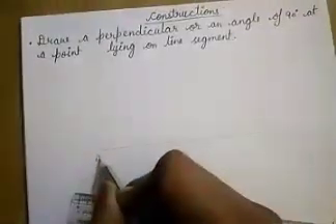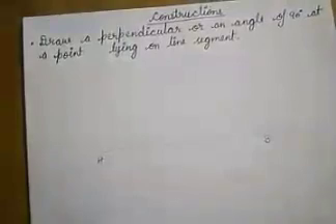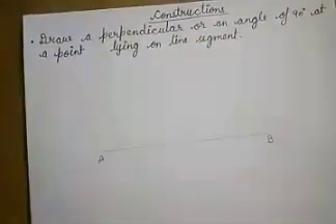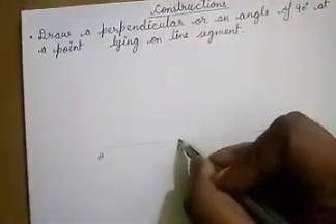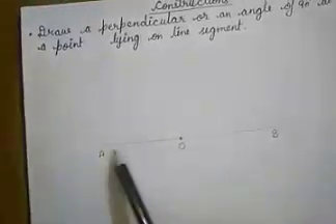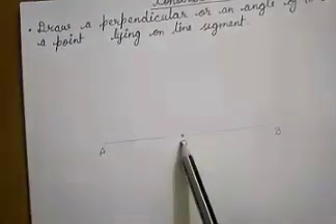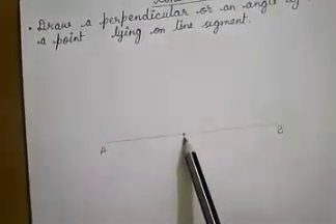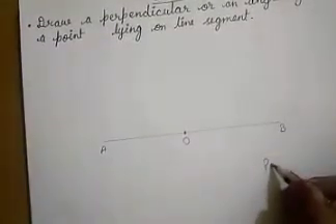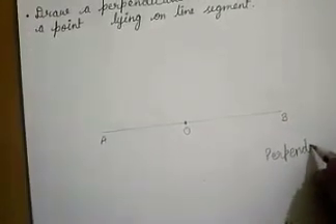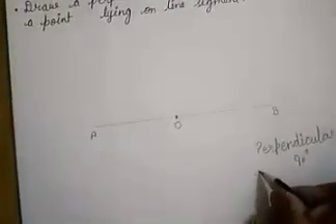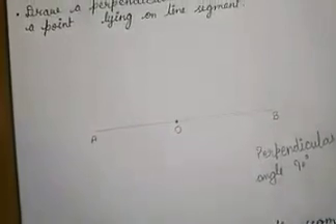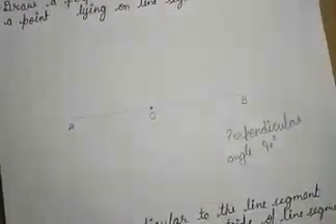As this is a line segment AB, and I am marking a point O on the line segment. This point is lying on the line segment. Now I will draw a perpendicular on this point. Perpendicular means the angle of 90 degree. Right, students? So for that, what I will do, I will take the compass.